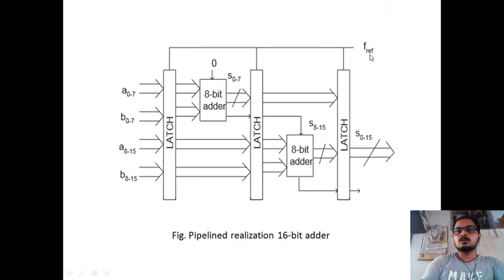See here, the clock frequency is f reference. In parallelism architecture, the clock frequency is f reference by 2 when you scale down the supply voltage. Here, when you scale down the supply voltage, the frequency remains constant. Why? Because the critical path delay will be less, almost half. This is the difference between the parallelism and pipeline architecture. This is the structure of the pipelining realization of the 16-bit adder.